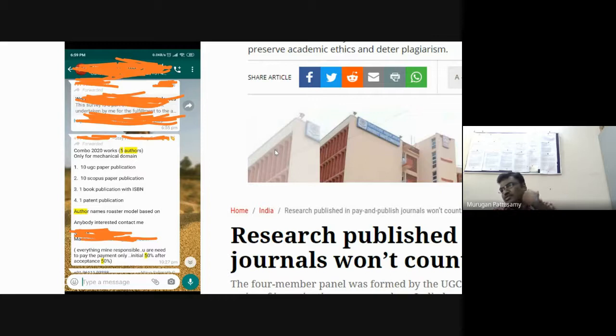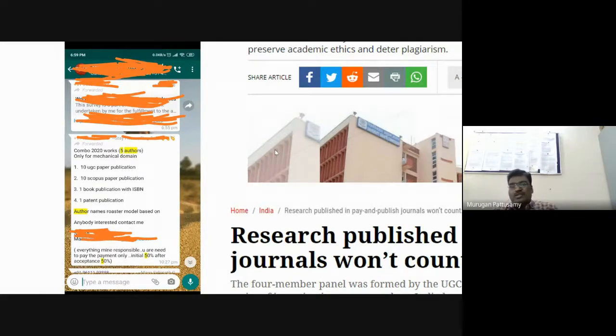So this is another story. Like that, there are many more stories available in the Indian context with respect to pay-and-publish. I'll share one more incident which I have heard through some of my colleagues. In central and state universities, even in IITs and IIMs, in the recent past, there has been a lot of recruitment.